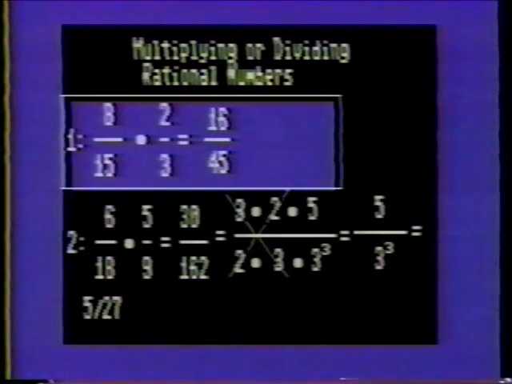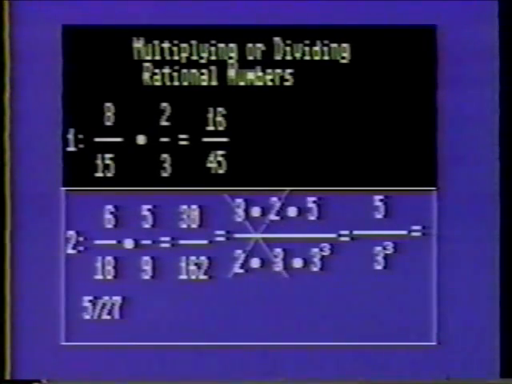Multiplying and dividing rational numbers. Number 1, 8/15 times 2/3. Multiply 8 by 2 to obtain 16 and 15 by 3 to get 45. The solution is 16/45. Number 2, multiplying 6/18 by 5/9 is 30 divided by 162.